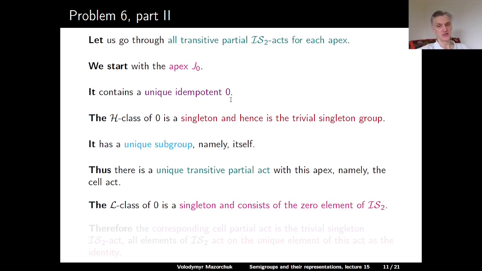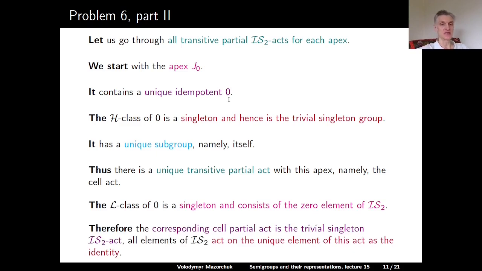So the left class of 0 is a singleton and consists of the 0 element of IS2, and all elements times the 0 element give you 0, so the corresponding cell partial act is just the trivial singleton IS2 act. So it has 1 element and all elements act on it as the identity map. So in fact that's an act by total transformations.